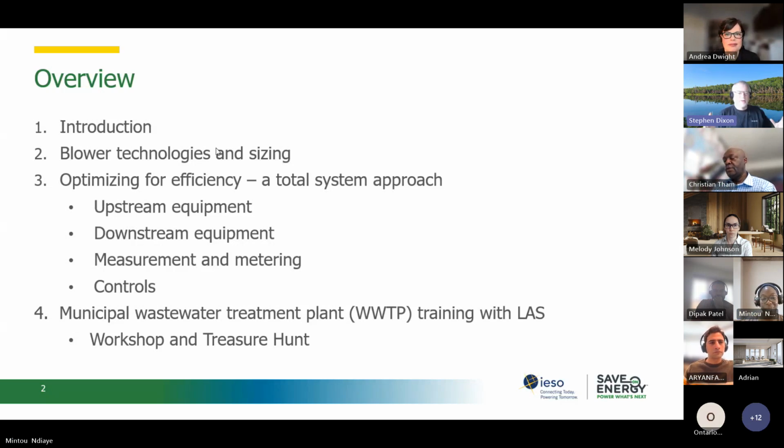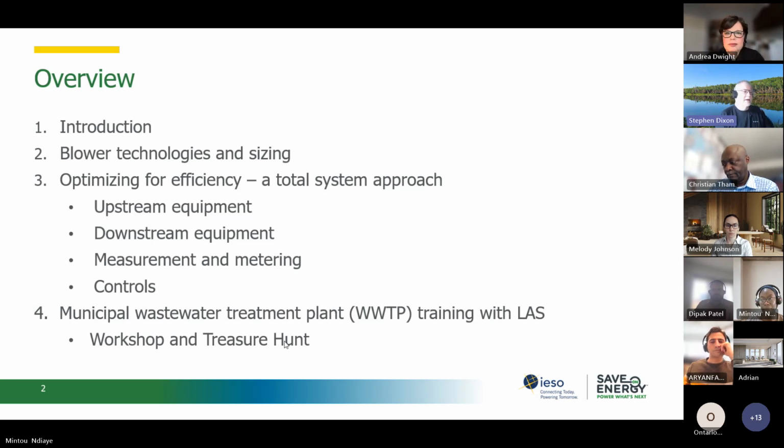So what Andrea is going to do is take an overall system approach, looking at the systems from end to end, not just changing a blower, but how the blower is influenced by the downstream conditions, and how we optimize the whole system, including the use of measurement, metering and controls. So it's going to look at it as an entire system. On the next slide, why are we doing this?